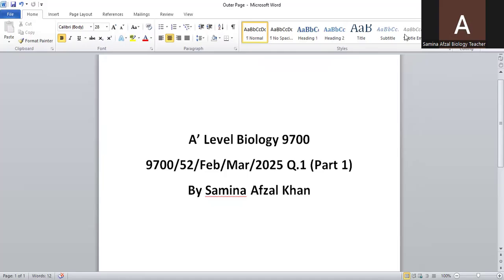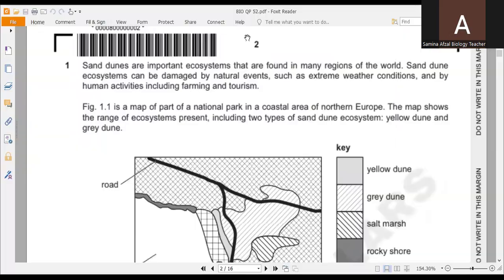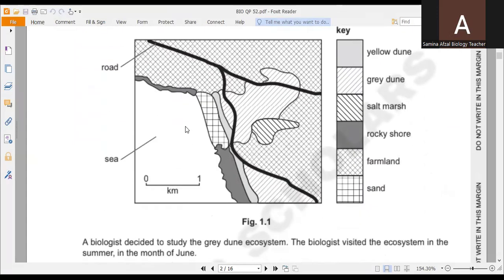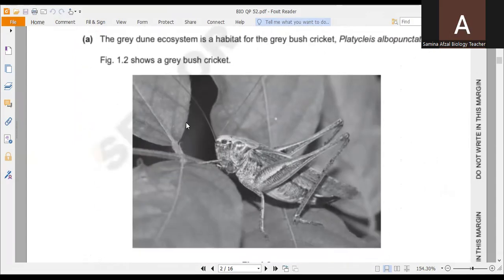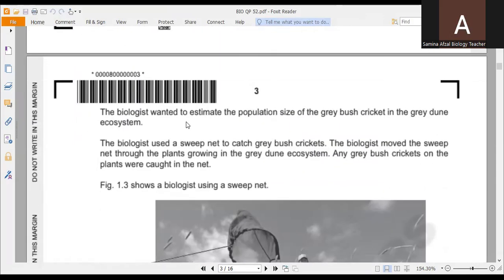A-level biology 9700, paper 5 variant 2, February March 2025, question number 1. Question number 1 is: sand dunes are important ecosystems that are found in many regions of the world. Students, I'm not going to read the whole question because of the shortage of time, so I'm just moving towards the first question.